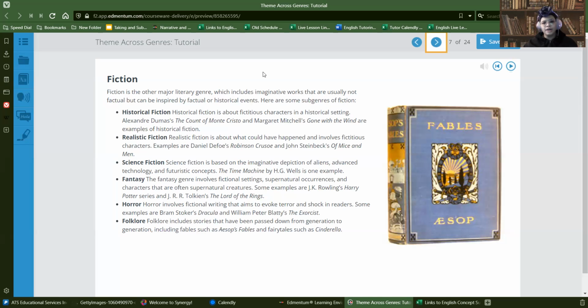And they give you the Count of Monte Cristo as an example. A popular example that people can think of today is The Handmaid's Tale. That's pretty popular right now. That's basically historical fiction.